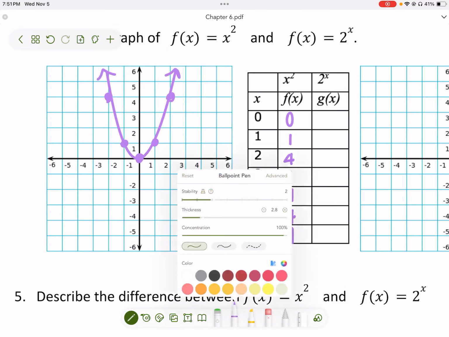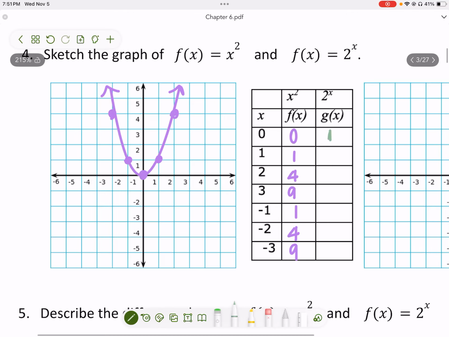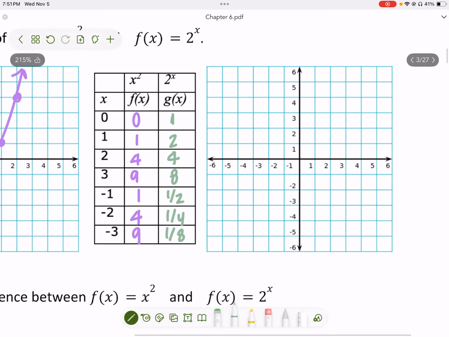Arrows there. And then let's switch to a different color. So 2 to the 0 is 1, 2 to the 1 is 2, 2 squared is 4, 2 cubed is 8, 2 to the negative 1 is a half, and then a fourth and 1/8. So you'll notice those getting much, much smaller.